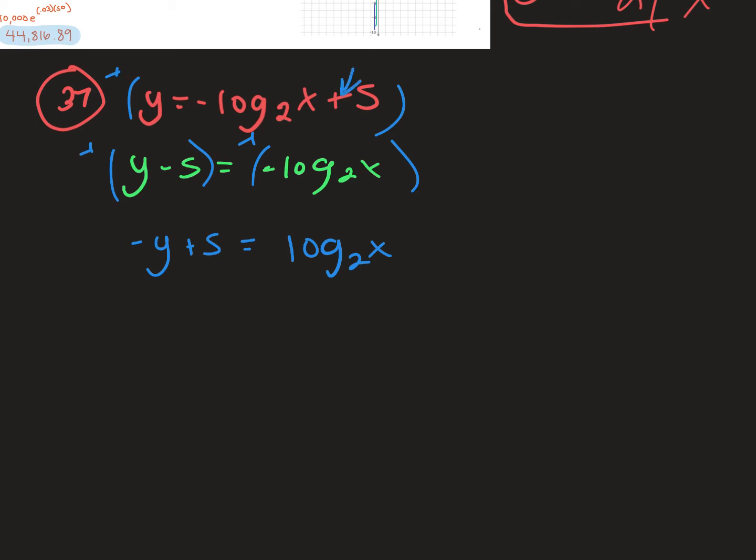So I think there was, on the quiz, that was a mistake that was made. If you're changing the sign, make sure you change it to every term, unless it was in the parentheses. So now the 2 comes over and picks this up. 2 to the -y plus 5 would equal x.